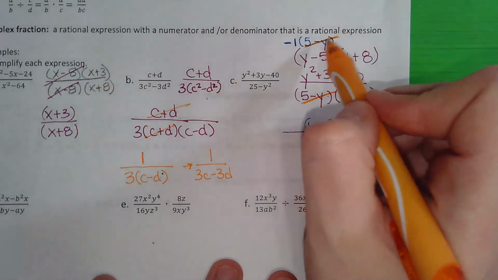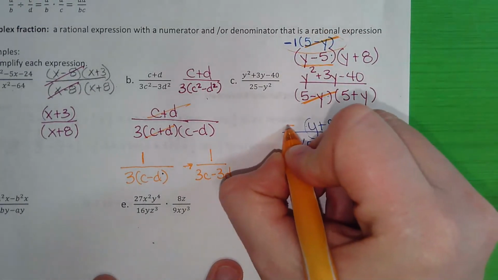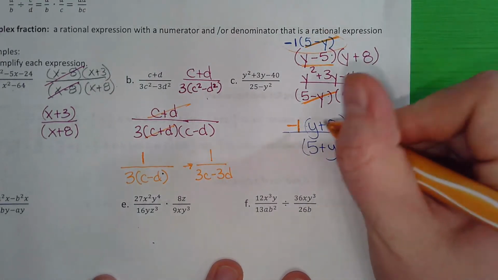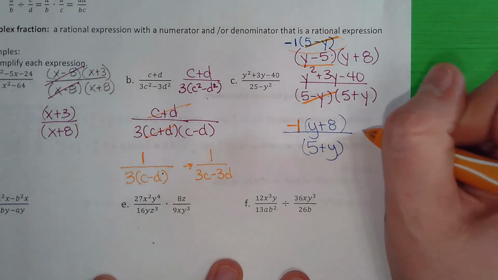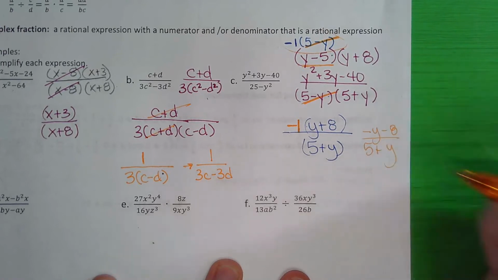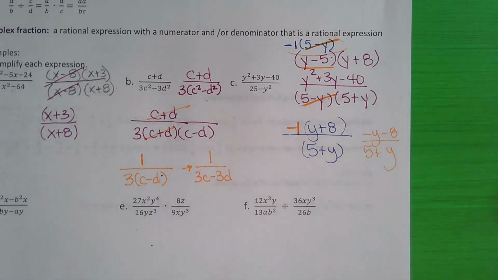And as you can see, this part here was the same as this, so I'm going to throw a negative 1 here in front because that's what was left over. And if you wanted to, you could remultiply it. You could have negative y here minus 8 all over 5 plus y, or you could leave it with a negative in front. Your choice.